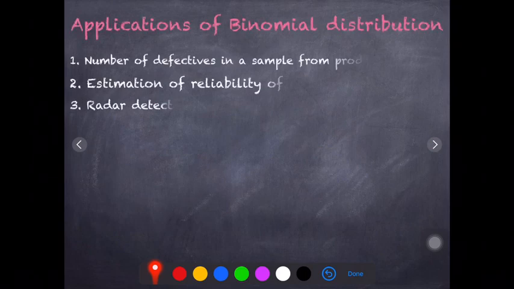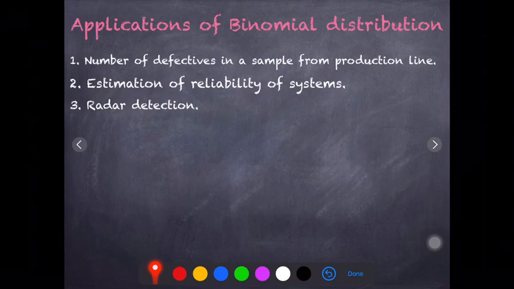Now the applications of binomial distribution. Where are you going to use this? The first one is the number of defects in a sample from a production line. That is, if you consider any factory producing some items, they may be defective or non-defective. Such cases come under the binomial distribution. Other applications are estimation of reliability of systems, radar detection, etc.